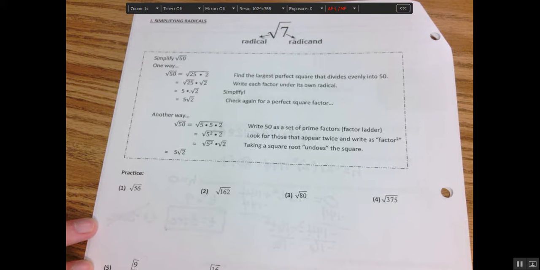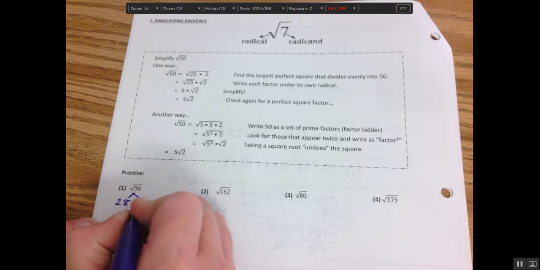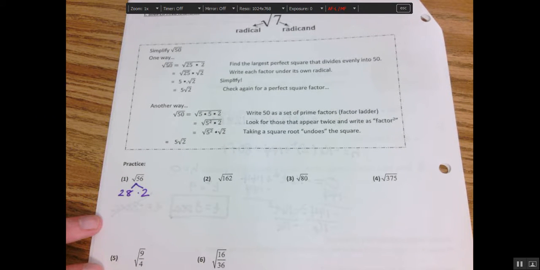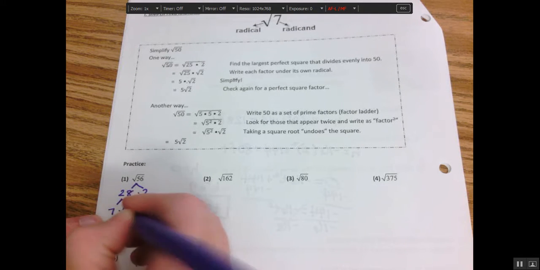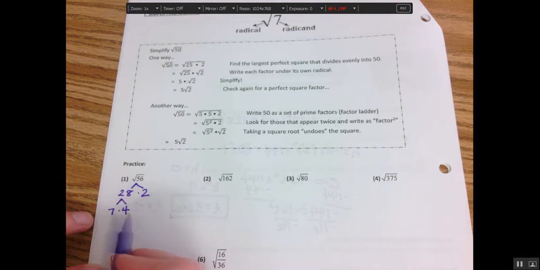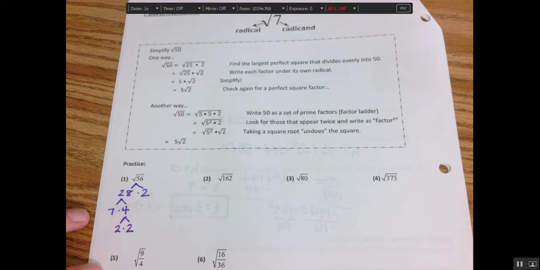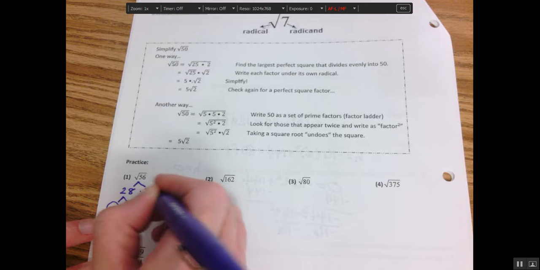28 and 2. Does that work, guys? Okay, so we're going to do 28 times 2. And then two numbers that will make 28: 4 and 7. Then 2 is prime, 7 is prime, but 4 can be broken up into 2 times 2. Do all the repeating numbers go on the inside or outside? Anything that comes up twice goes on the outside. So these are at the bottom of the tree. These are my prime factors of 56.